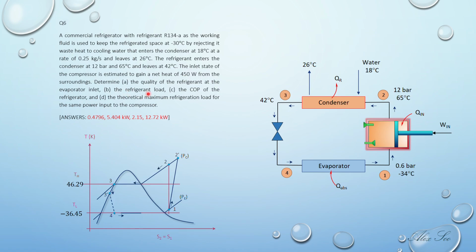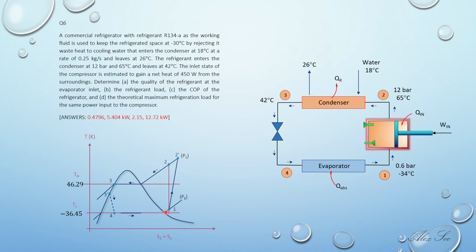Now B, the refrigerated load. That means the refrigerating effect, or the Q absorption. C, the COP of the refrigerator, and D, the theoretical maximum refrigeration load for the same power input to the compressor. This maximum refrigeration load you have to calculate based on the COP of a Carnot cycle. Now this is the T-S diagram that I've shown here.